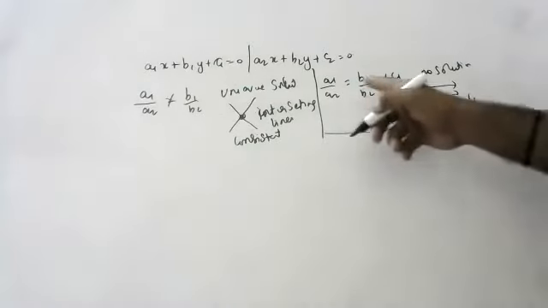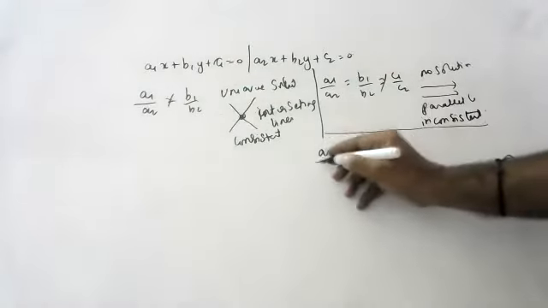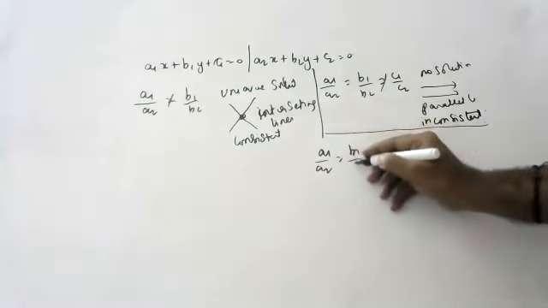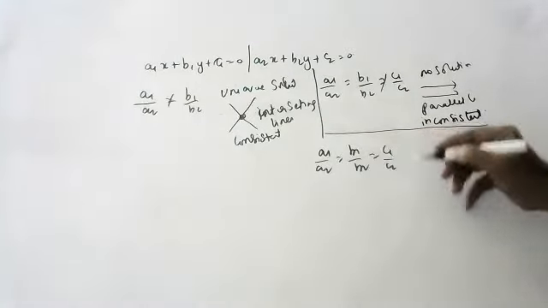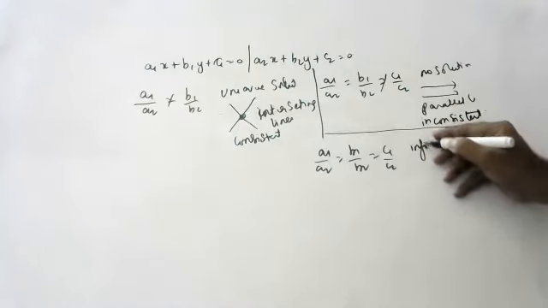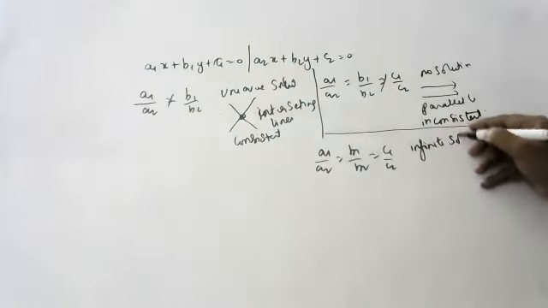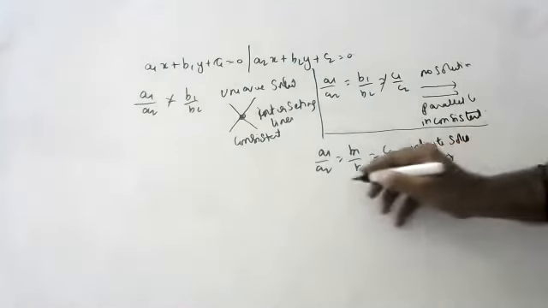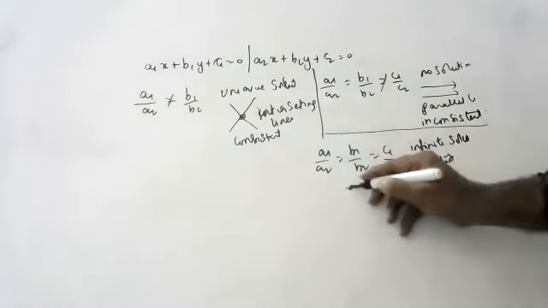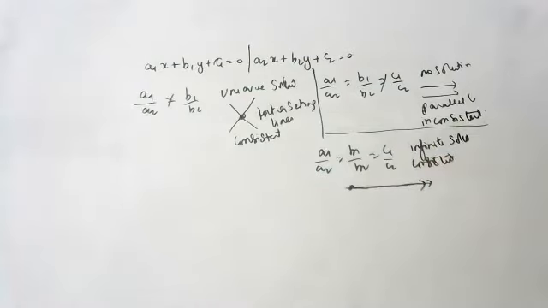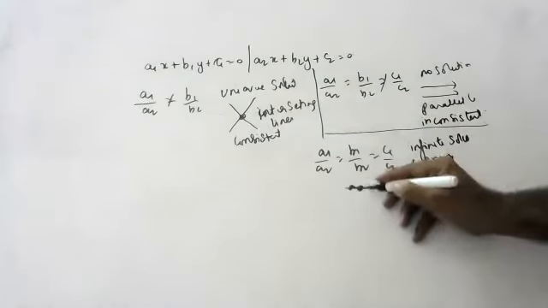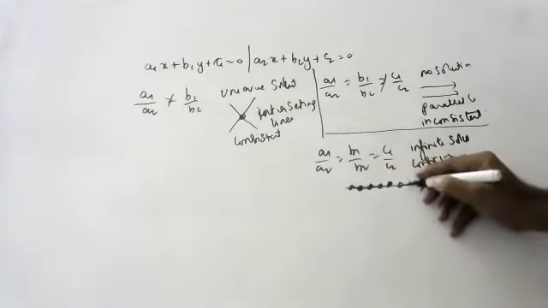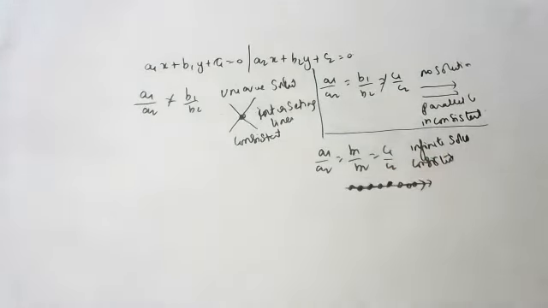And the last one, children: if a1 by a2 is equal to b1 by b2 is equal to c1 by c2, if all are equal, it means infinite solutions are there. Because answers are coming, it is consistent. Infinite solutions when you have coinciding lines, meaning one line will go on another line. If one line is going on another line, every point will become an answer.